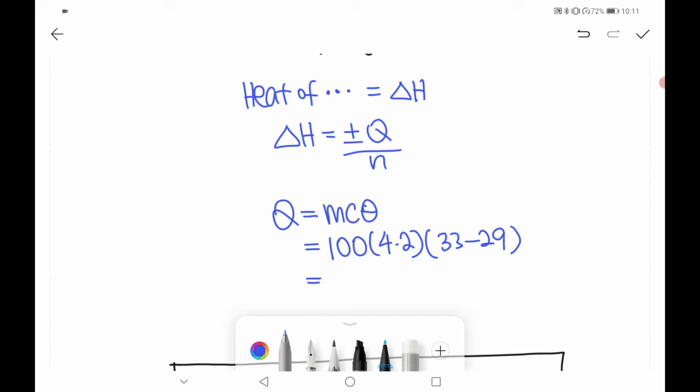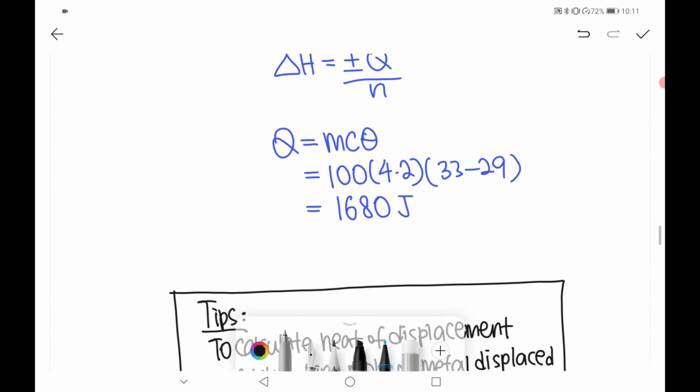Now you just need to key the whole calculation into your calculator. You will get 1680. Don't forget about the unit. The unit for Q is joule. We are not done yet.